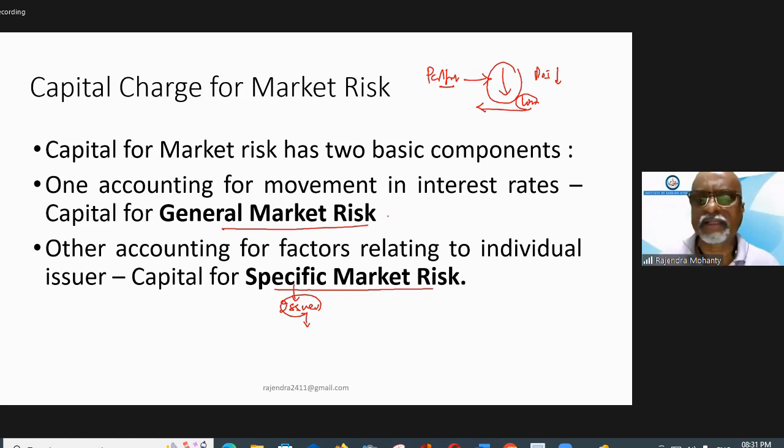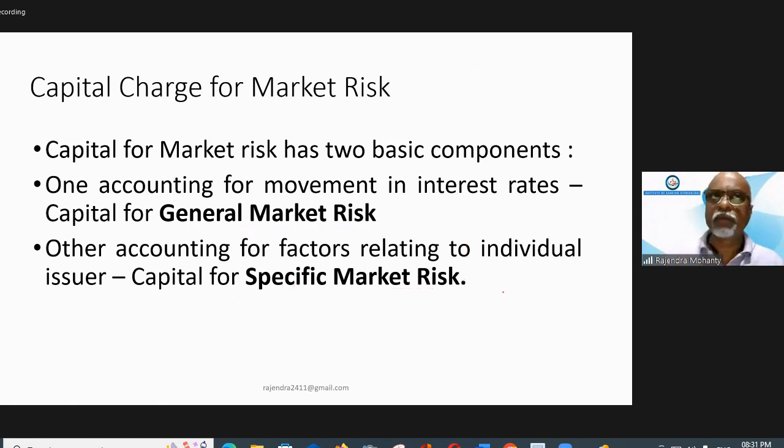So it will be calculated for each individual issuer if there is some downgrading or anything. So you have to calculate general market risk and you have to calculate specific market risk. The total of these two is the total market risk capital. Clear? So there are two different market risk capitals to be calculated. One is general market risk, another is specific market risk. Clear? Any doubt on this?